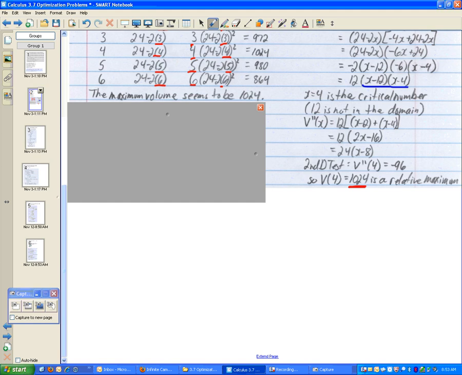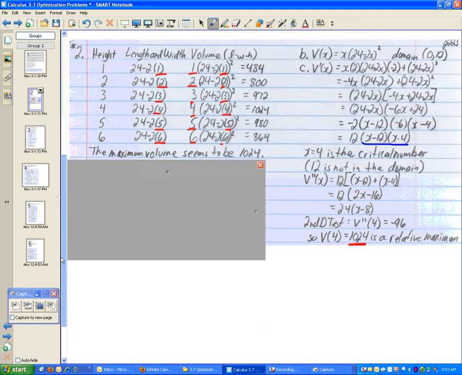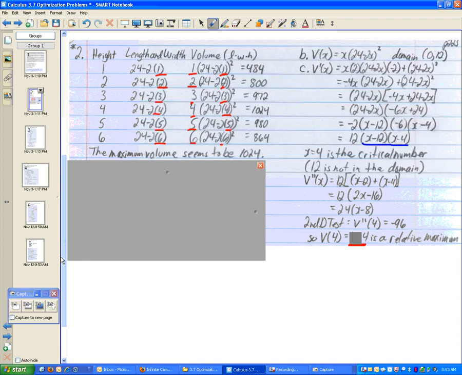Why have you done all the second derivative tests? Because we already found the relative maximum, so we're going to set V4 is a relative maximum without having one.